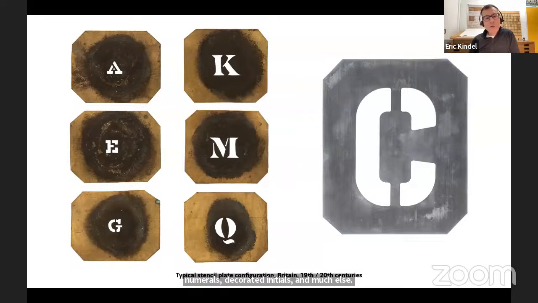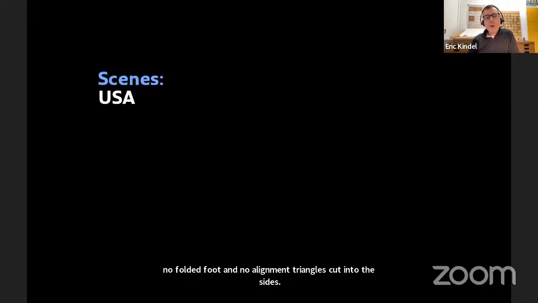And finally, if I were to describe the conventional stencil plate format in Britain, or at least the most common one, it would be like these, thus angle cut corners, but no folded foot and no alignment triangles cut into the sides. In the USA, the scene is again specific to the place.